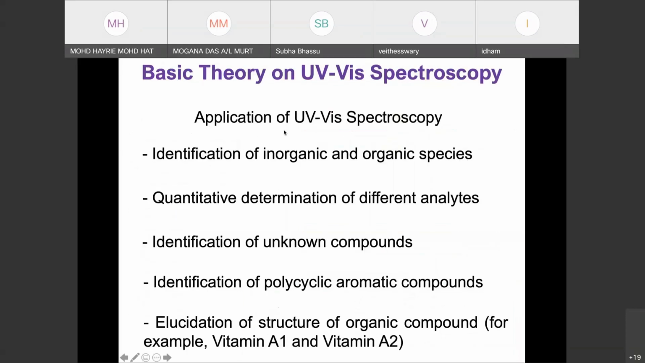These are some of the applications of UV-based spectroscopy: identification of inorganic and organic species, quantitative determination of different analytes, identification of unknown compounds, identification of polycyclic aromatic compounds, and elucidation of the structure of organic compounds, for example vitamin A1 and vitamin A2.